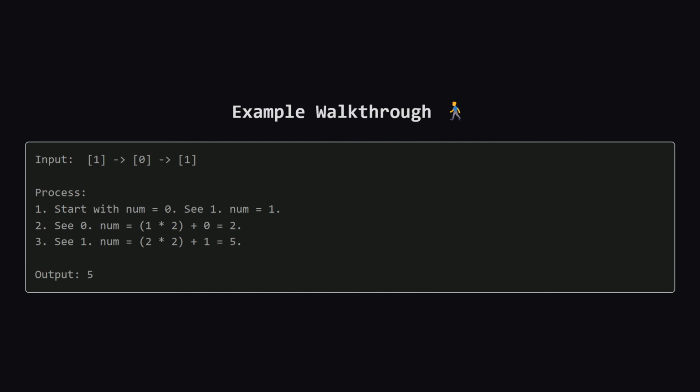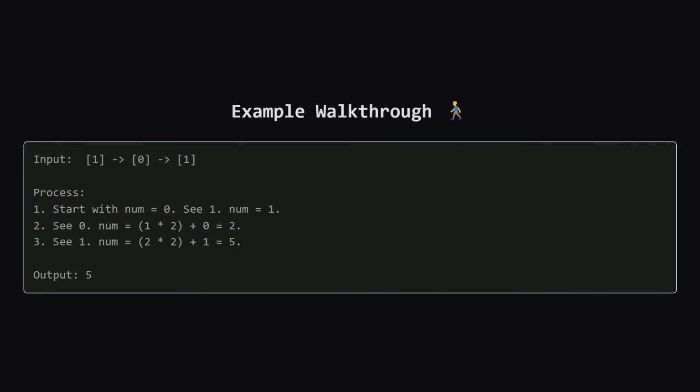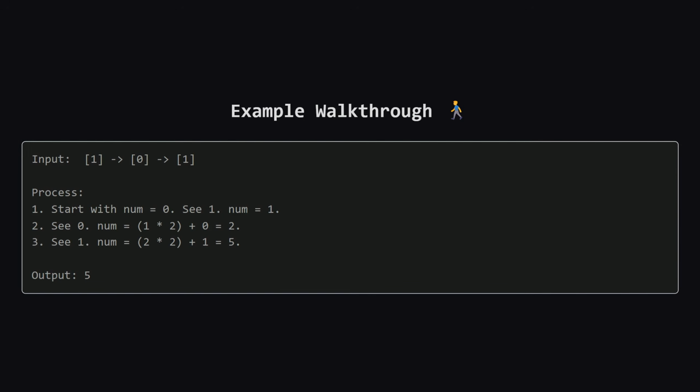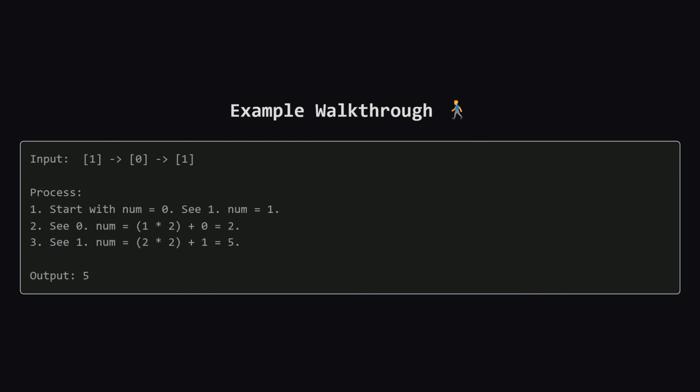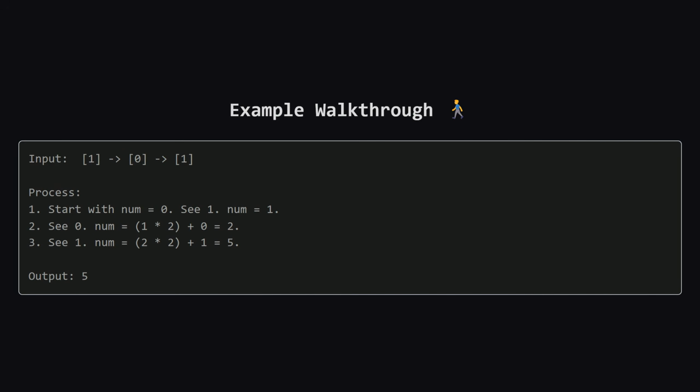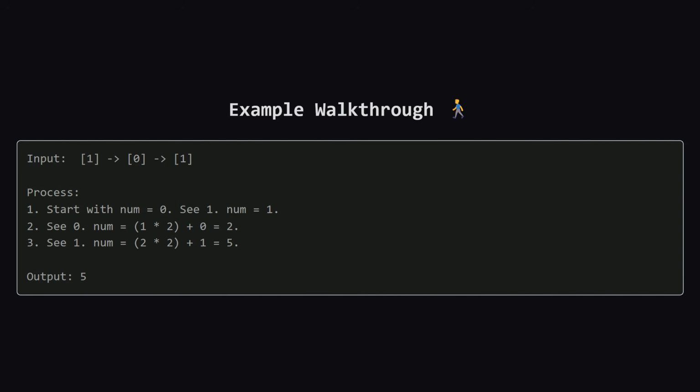Finally, we hit the last node, which is a 1. We do the same thing again, take our current total, 2, multiply it by 2 to get 4, and then add the new node's value, 1. And that gives us our final answer, 5.